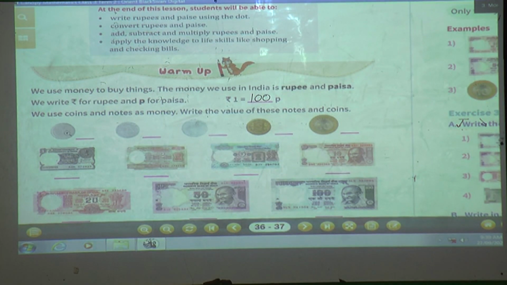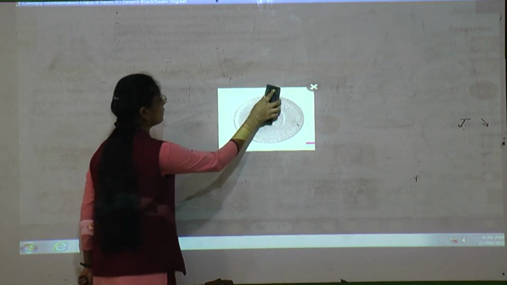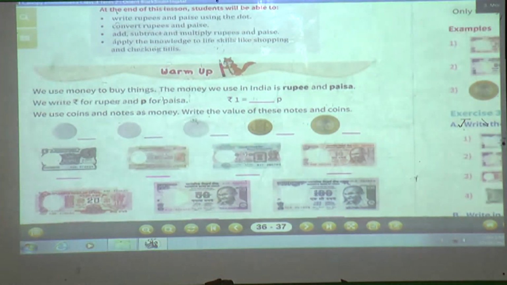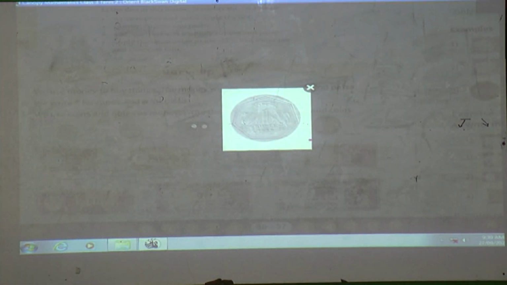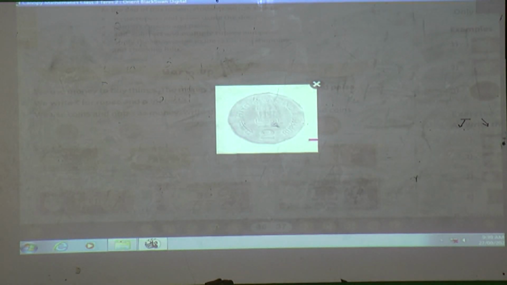See here, this is the coin of 50 paise. Then identify this coin. Yes, it is 1 rupee. Then see this coin now, what is it? See the number. Yes, it is a coin of 2 rupees.